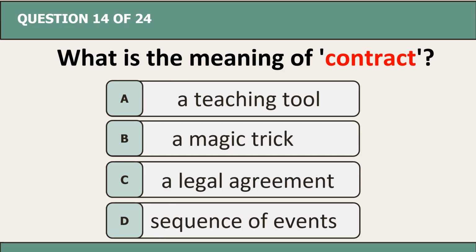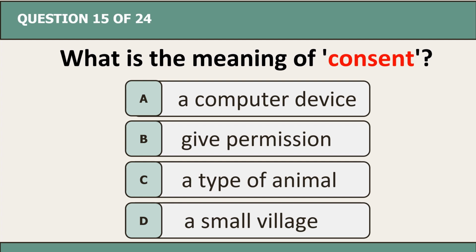Question 14. What is the meaning of contract? The correct option is C. A legal agreement. Question 15. What is the meaning of consent? The correct option is B. Give permission.